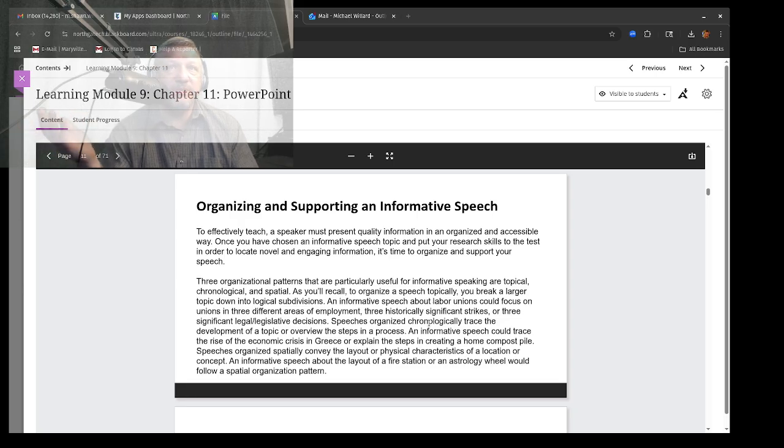Another speech we could do chronologically would be the steps of creating a home compost pile. Boring topic, but could be interesting to some folks, right? Speeches organized spatially convey a layout or physical characteristics of a location or concept. I gave an informative spatial speech once in an architecture class about a building, and I walked people from the top floor to the bottom floor.